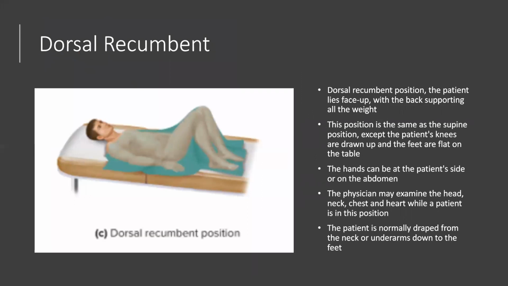The dorsal recumbent position has a patient lie face up with the back supporting all the weight. This position is the same as the supine position, except the patient's knees are drawn up and the feet are flat on the table. The hands can be at the patient's side or on the abdomen. The physician may examine the head, neck, chest, and heart while a patient is in this position. The patient is normally draped from the neck or underarms down to the feet.